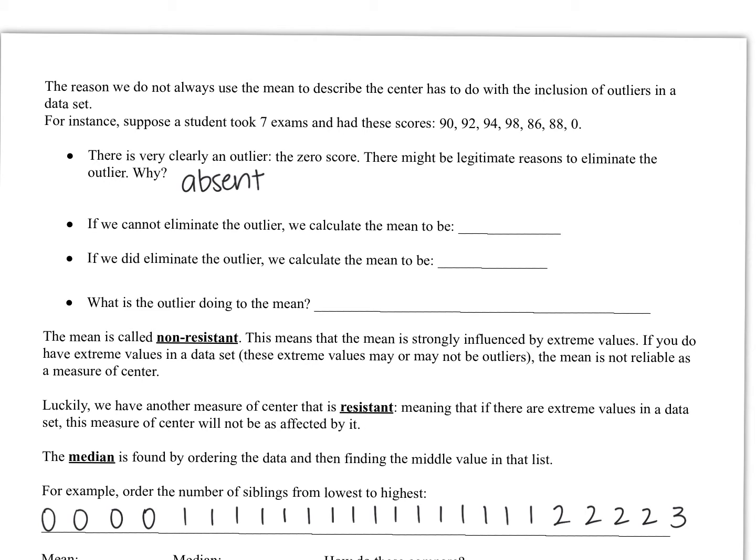Now, if we cannot eliminate the outlier and we were to calculate our mean, we would get 78.29, which is a lot lower than any number in our data set if we include the 0, because the next lowest score is 86, so you would think the mean should be higher than that. Now, if we were able to eliminate that outlier, our new mean would be 91.33, which is much more in line with what the data tells us that it should be. So the outlier here is bringing down the mean.